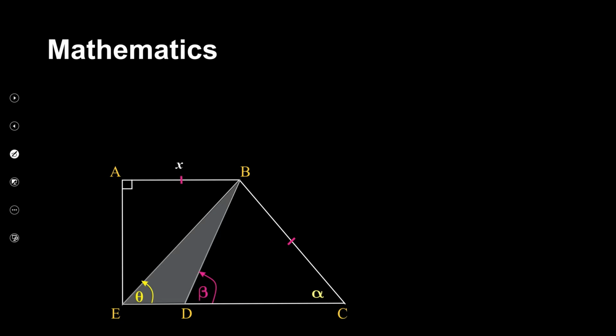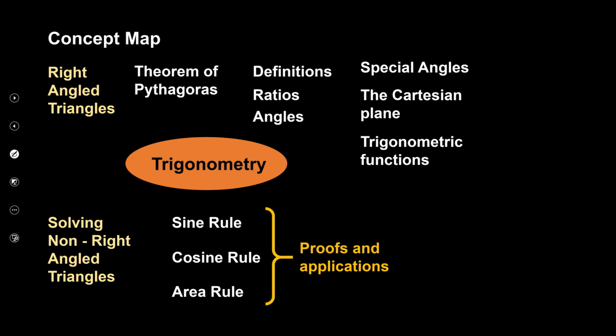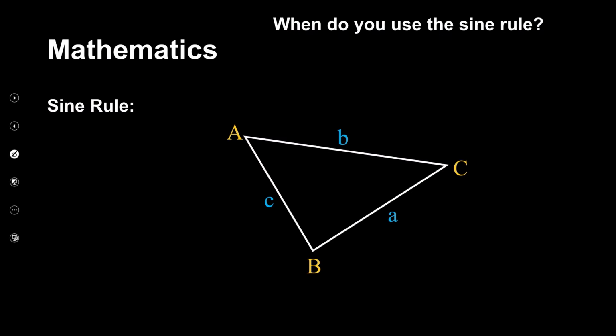So, I'm sure you've always wondered how you'd know which rule to use in any given triangle. That's the question we're going to answer today. Let's quickly look at our concept map though. Remember again, we're dealing with solving non-right angle triangles, and so far we've done the sine rule, the cosine rule and the area rule. Let's quickly recap what all three rules are.